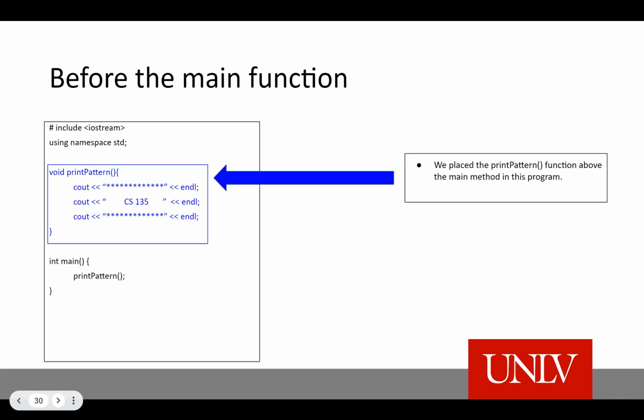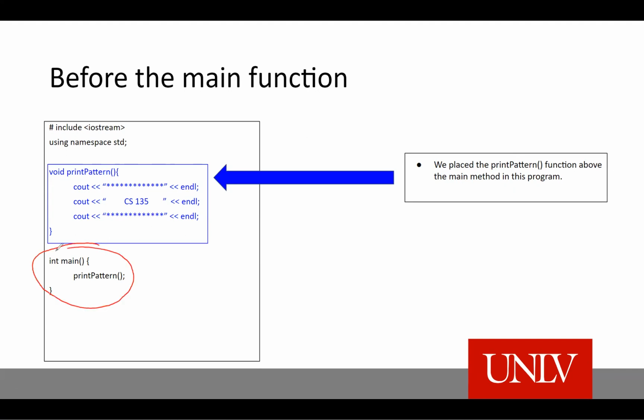If this is my main method, just notice that I'm starting with an empty main method for now, not much content. So if this is my main function for this CPP file, I just placed the function that I wrote above the main method. So it turns out that we can place the function above the main method. This is totally fine.